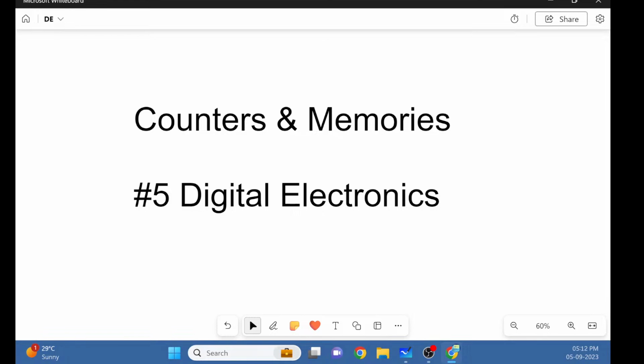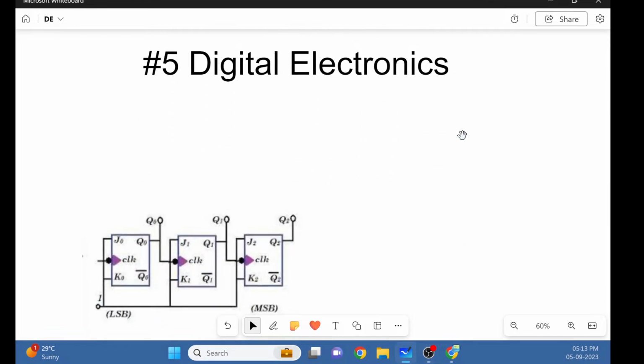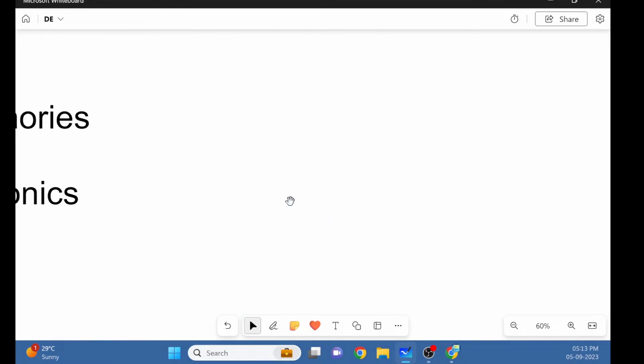In the last lecture we had seen the different types of sequential circuits, in which we started off with flip-flops, and then we continued on with the registers. So today we're going to be talking about counters. Now, what basically is a counter? When I say the term counter, what does it mean? So what is a counter?